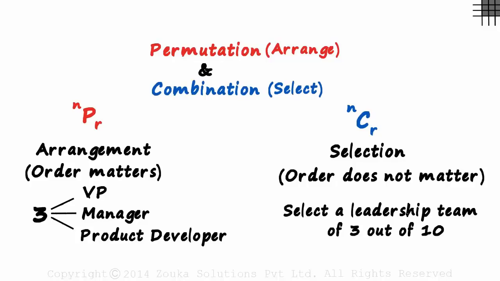On the other hand, if we are asked to select a leadership team of 3 out of 10 and told nothing else about it, then it is a case of combination. The order does not matter. Selecting A, B, and C is the same as selecting B, C, and A or C, A, and B.